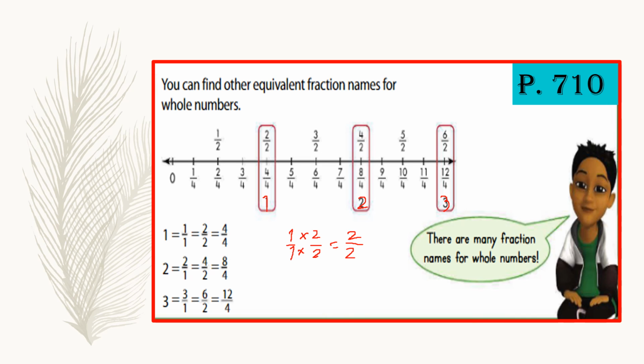Okay, another. Let's multiply 2/2 by 2 again. So 2 times 2, and we also have here 2 times 2. So 2 times 2 is 4, and the denominator 2 times 2 is 4. So meaning to say 1 is equivalent to 1/1, and to 2/2 and to 4/4. Do you get that?